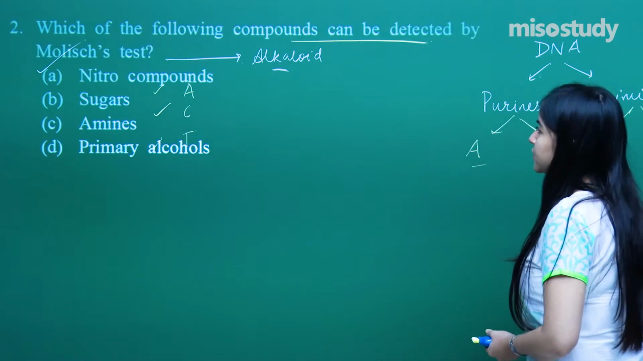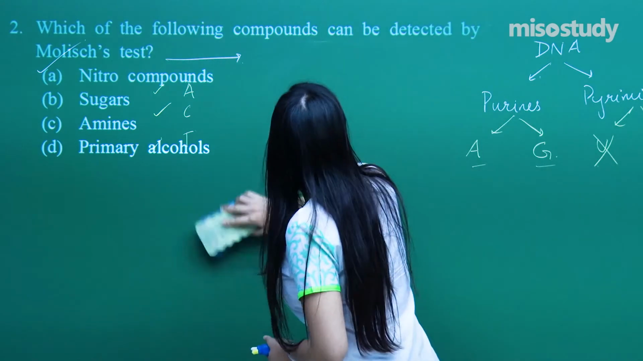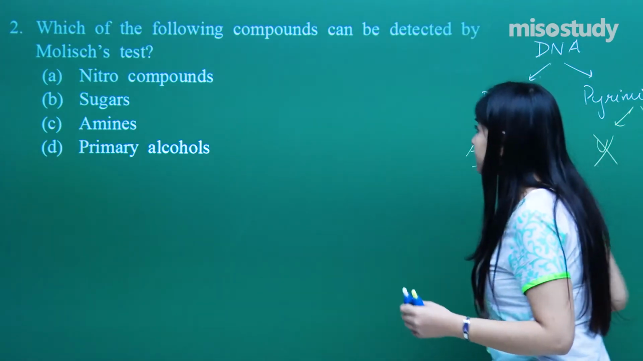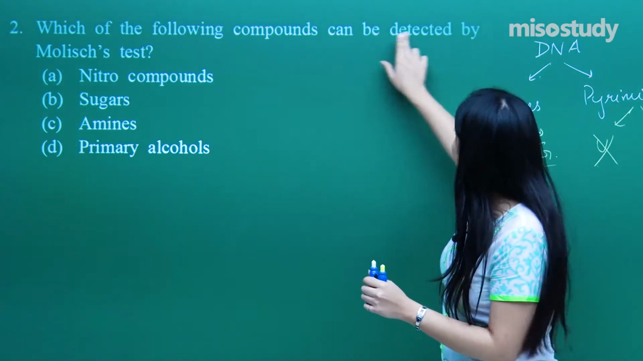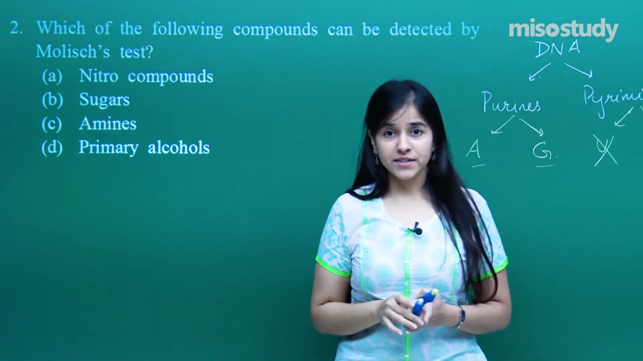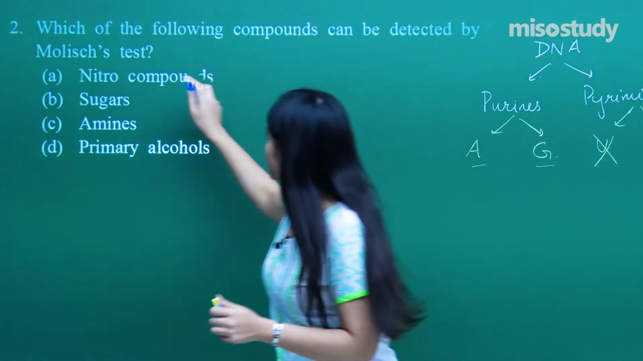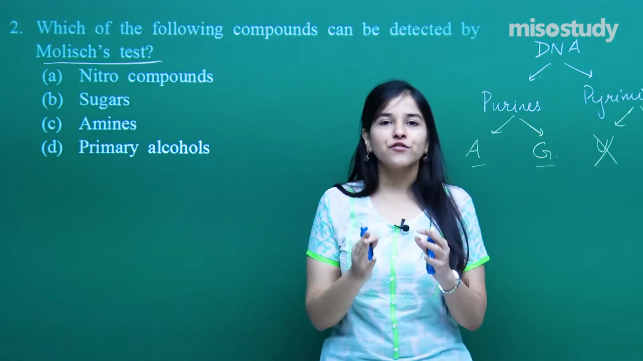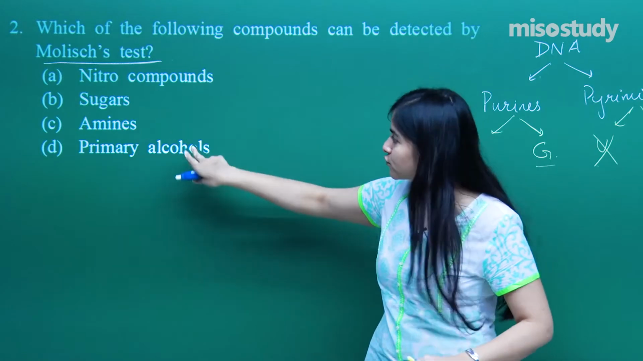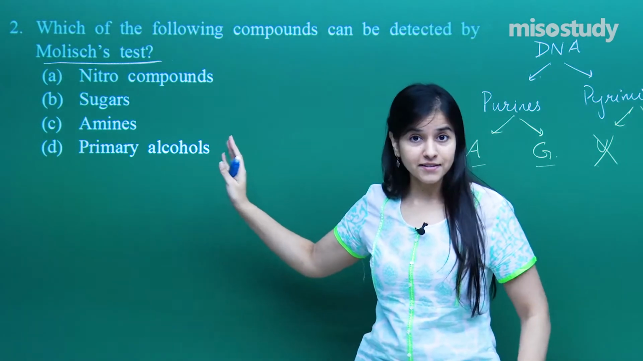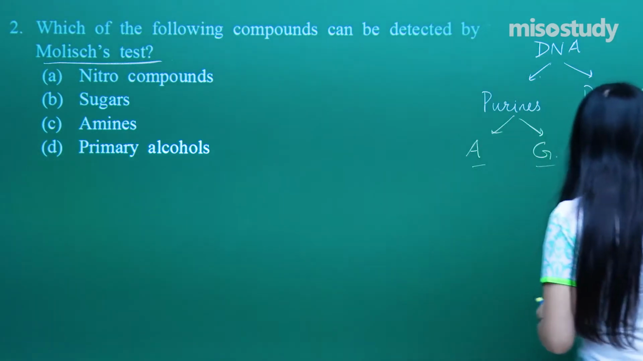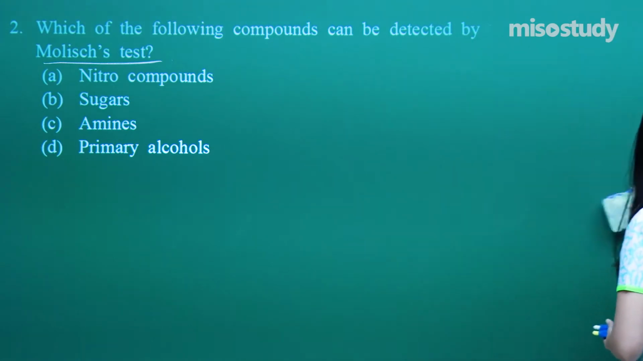The next question is quite an important question, as it asks us about a particular test. Which of the following compounds can be detected by Molisch test? You need to have proper information about the Molisch test. It is a pretty beautiful kind of test. Why? Because we take up the solution of the concerned compound out of the 4, which is the right answer.